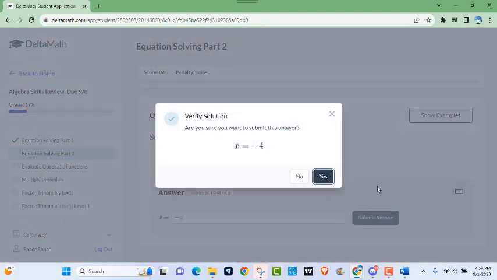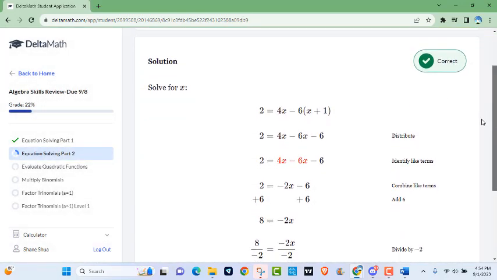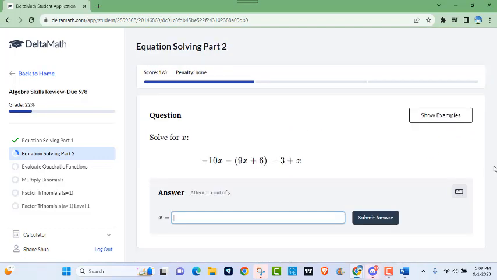Yes. It says correct. And I see DeltaMath goes through the same steps that I go through. Okay, let's take a look at question 4. So it says solve for x, negative 10x minus parentheses 9x plus 6 equals 3 plus x.